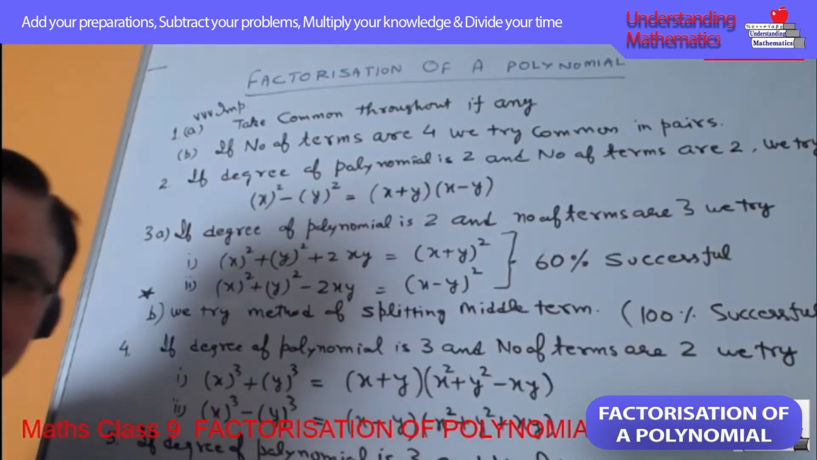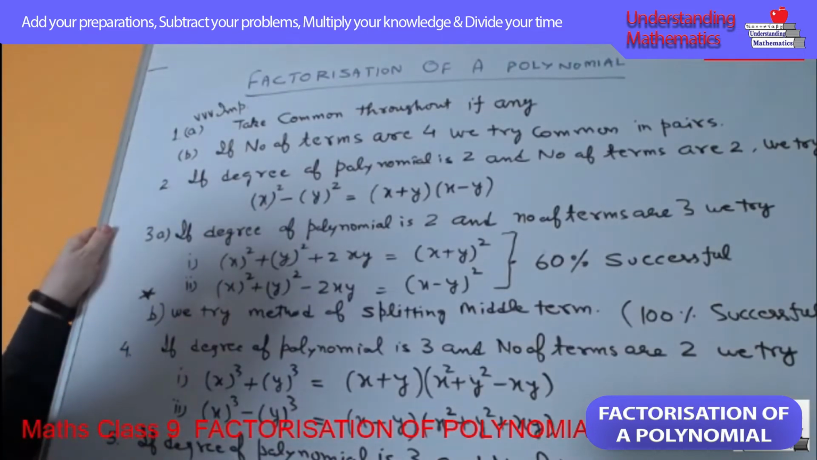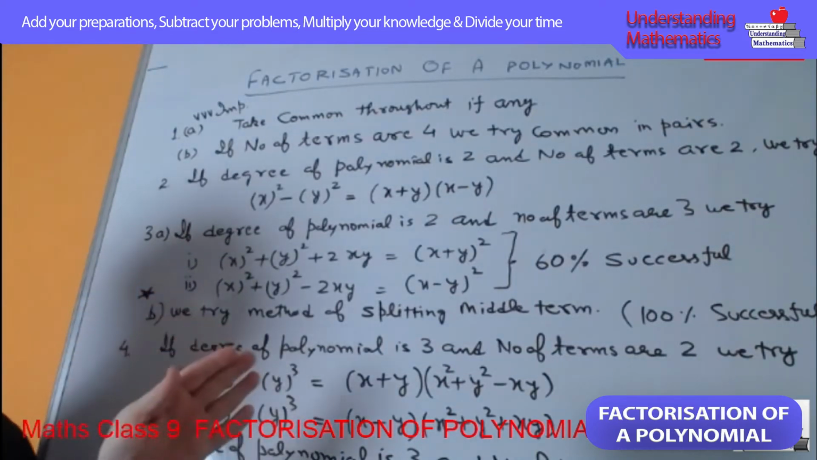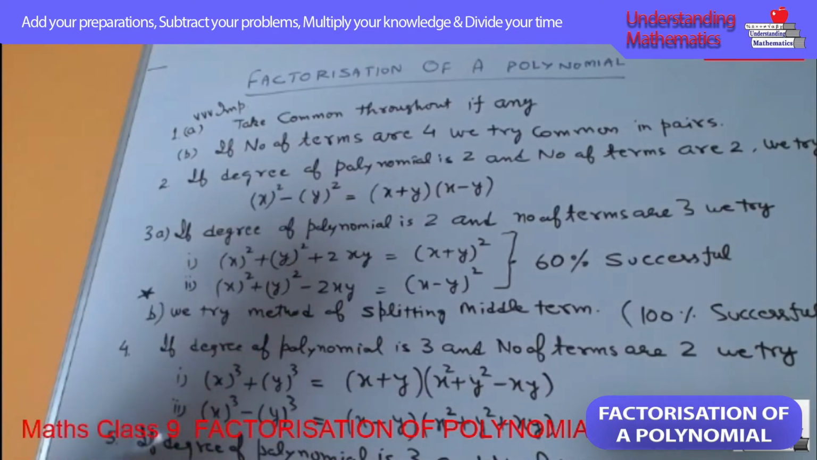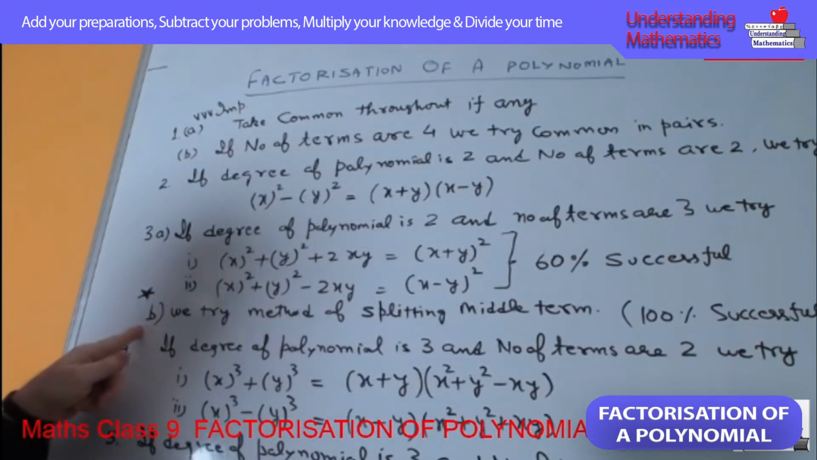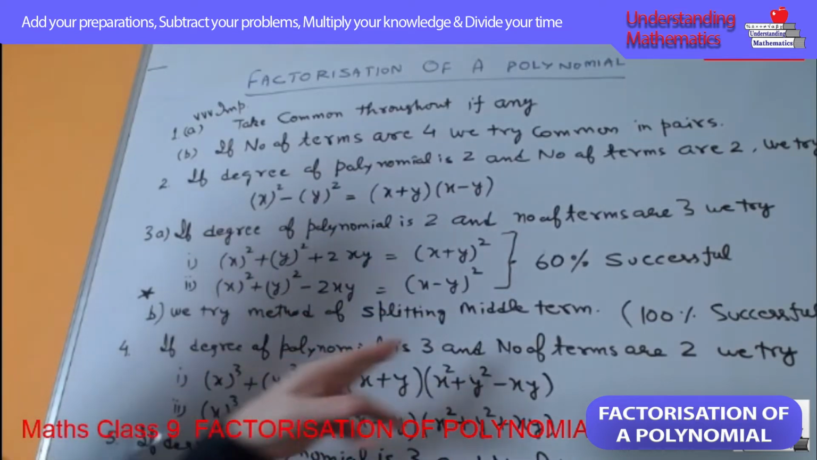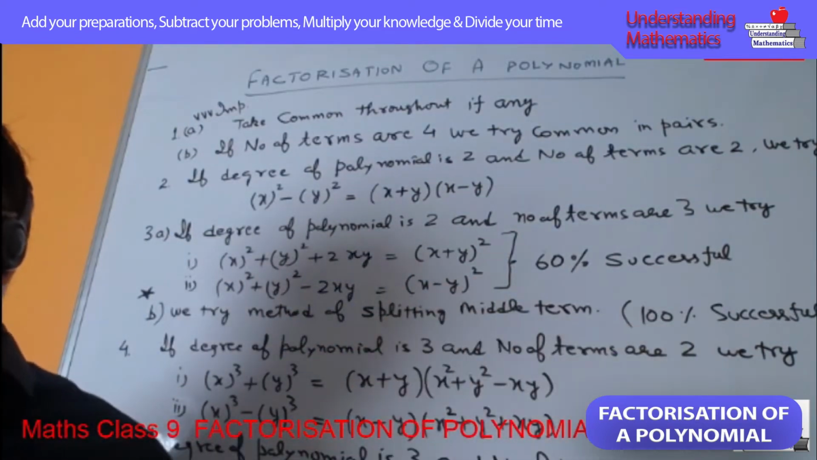60% success. What is the meaning of 60% successful? This method is only 60% successful because in 40% of questions the identity is not applicable, but the method of splitting the middle term is applicable. So in step 3, part B, we try the method of splitting the middle term. Here in front of the method of splitting the middle term, I have written 100%.